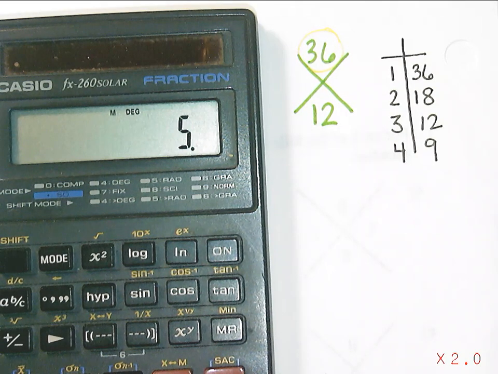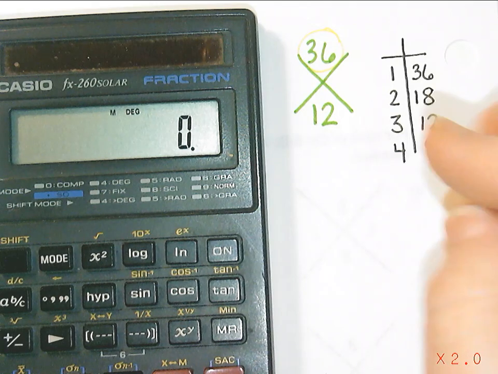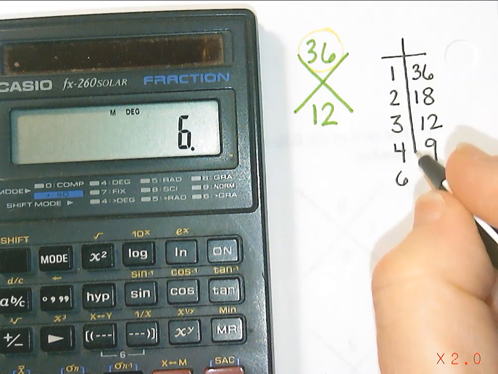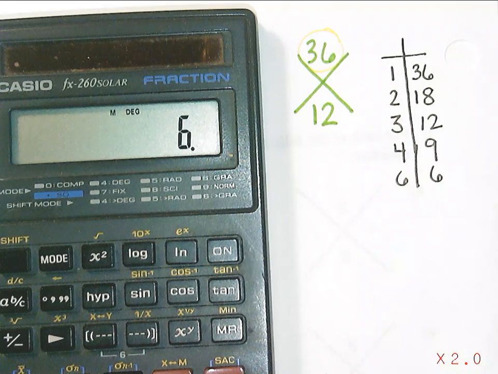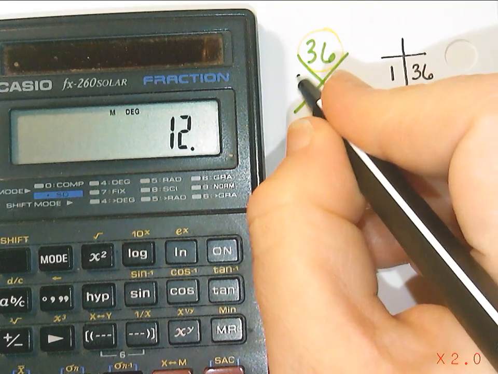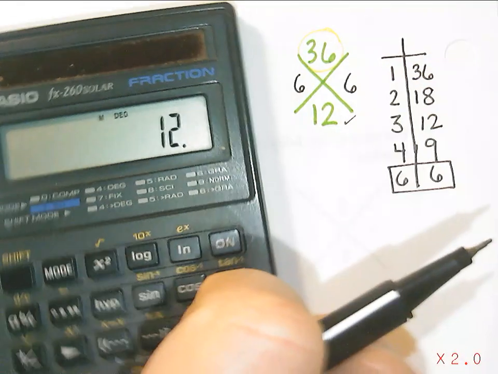36 divided by 5 is a decimal, so I know that we're going to skip that. Let's move up to 6. 36 divided by 6 is 6. All right, 6 plus 6 is 12, which is that number that we were looking for. So the 2 numbers that we're looking for here are 6 and 6.